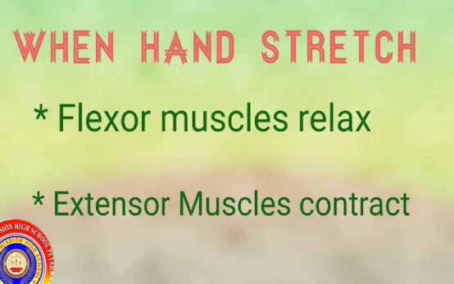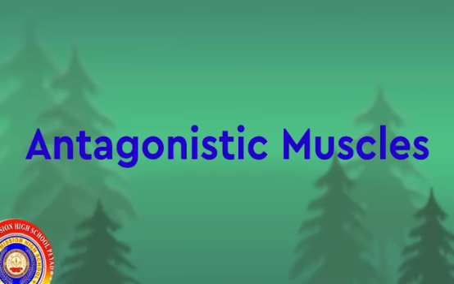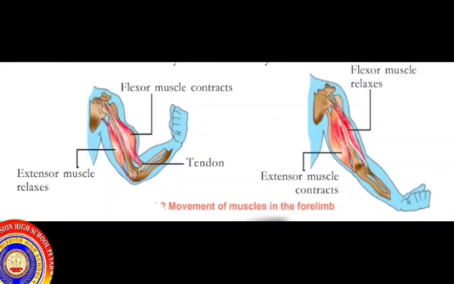When one muscle of the pair contracts, the other relaxes. Such a pair of muscles is known as antagonistic muscles. The contraction of such antagonistic muscles working in opposite directions forms the basis of movement of most body parts.